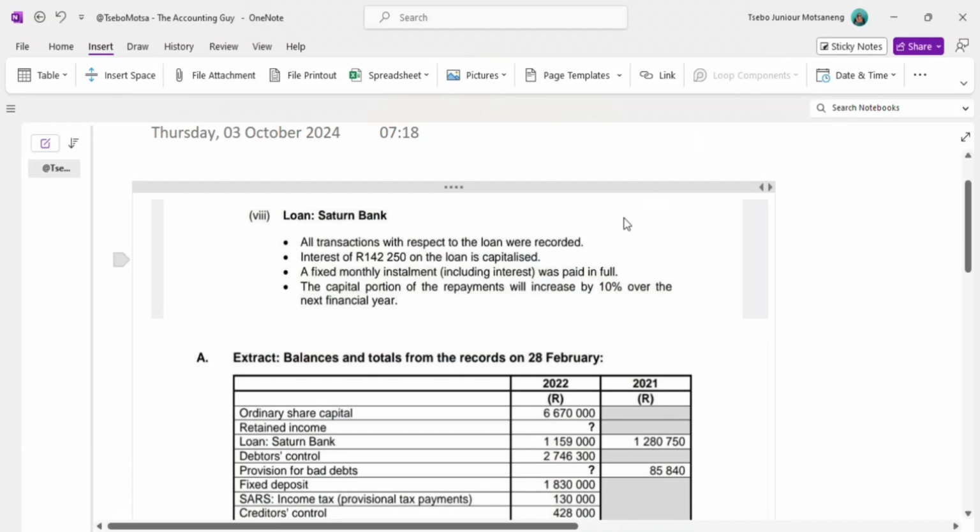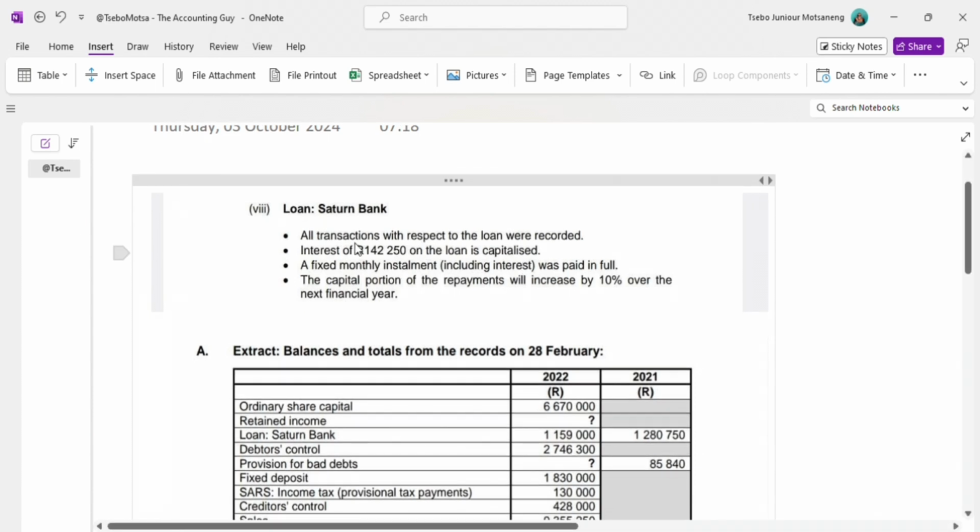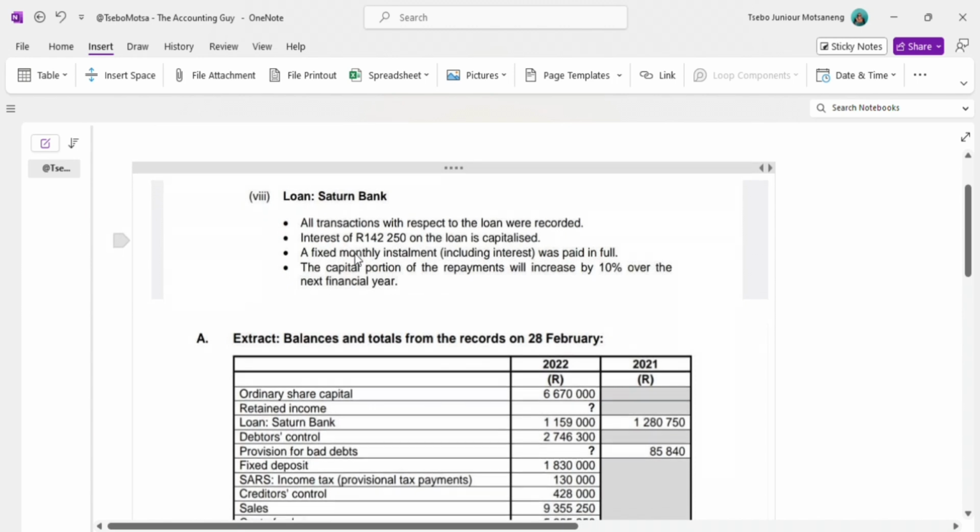So I'll be focusing on how to deal with a loan, especially when we are working on your statement of financial position. So I have a few adjustments here and I just want us to do them together. So we have a loan from a certain bank and I'm just going to read the adjustments. The first one says all transactions with respect to the loan were recorded. So everything was recorded here.